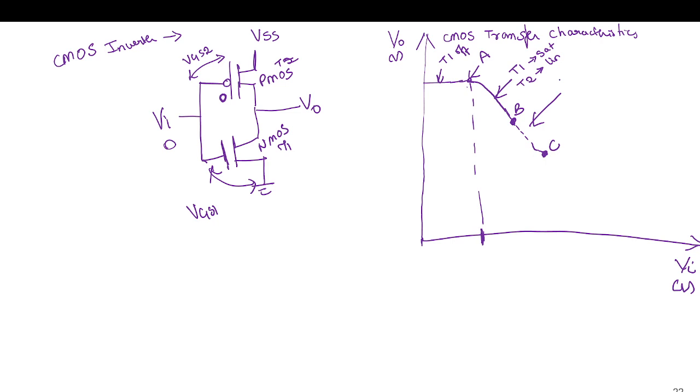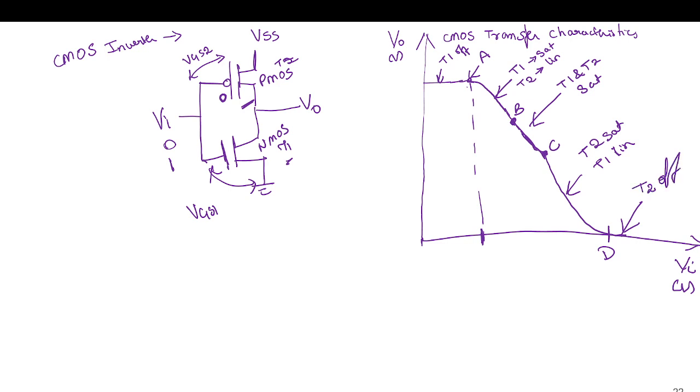In this region, T1 and T2 are both in saturation. This will usually be a very small region where both the transistors are in the saturation region. And this potential is D. In this region, T2 is in saturation and T1 is in linear region of operation. Now when I apply 1, this will be off, this will be on. So T2 will be in off state.